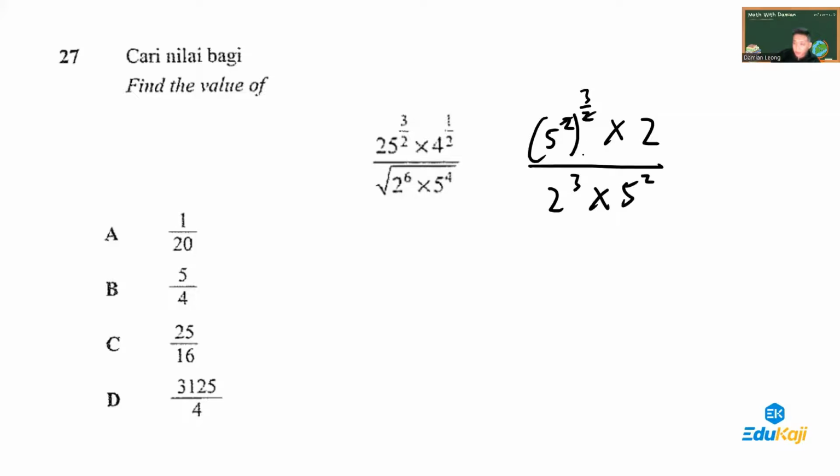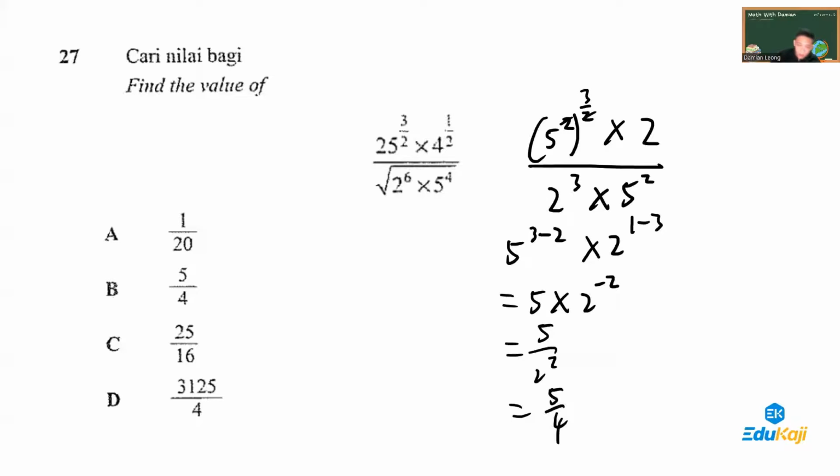Yeah, this one I can cut. So it's basically 5 to the power of 3 minus 2 and 2 to the power of 1 minus 3. 5 times 2 to the power of negative 2. Power negative, I just bring down, 5 over 2 square, which is 5 over 4. Answer B.